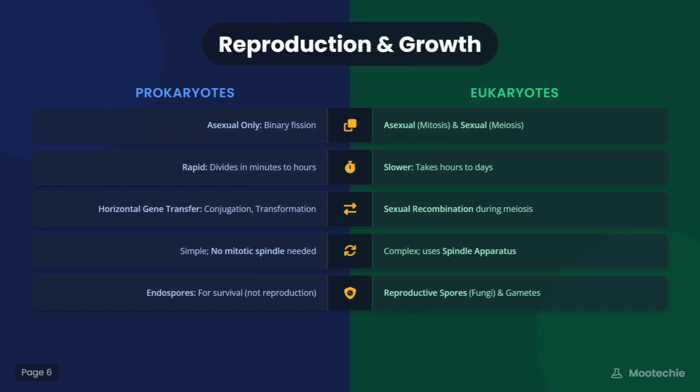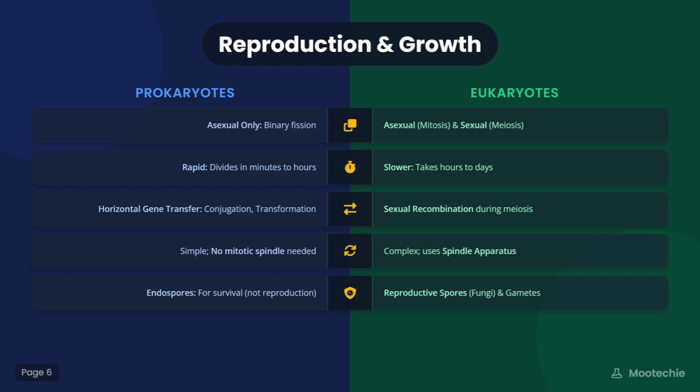Next, we'll compare reproduction and growth methods. Prokaryotes reproduce asexually only, primarily through a process called binary fission. This allows for very rapid division, sometimes in just minutes. They can also share genetic material through horizontal gene transfer methods like conjugation. Their process is simple and doesn't require a mitotic spindle. Some can form durable endospores, but these are for survival in harsh conditions, not for reproduction.